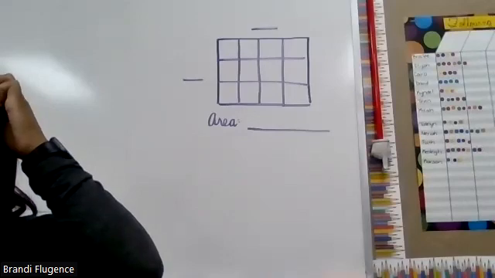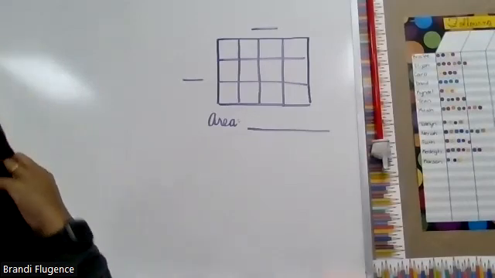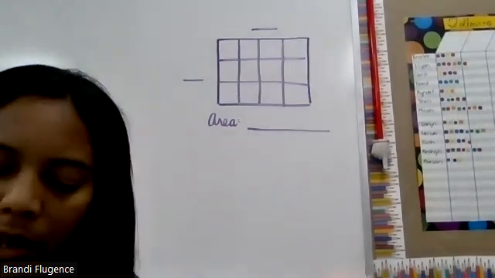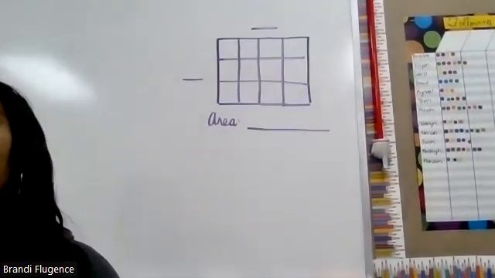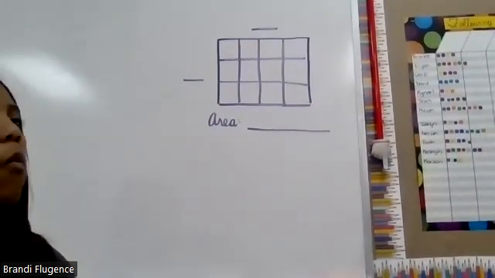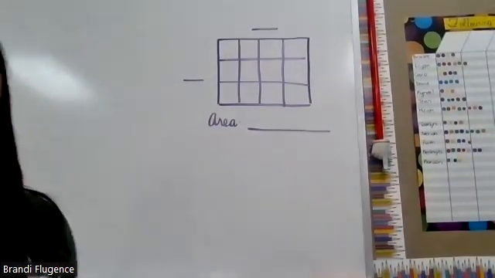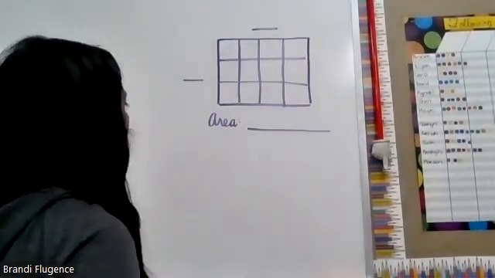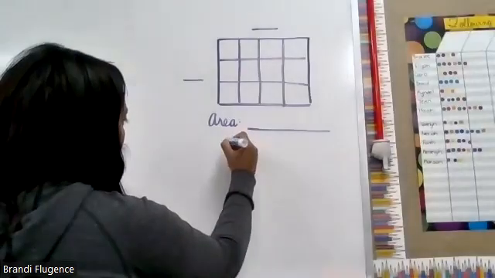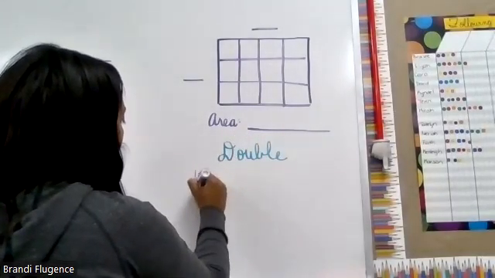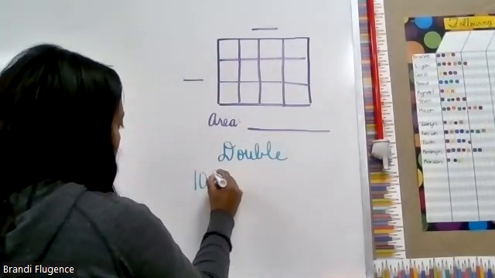All right, next one, Noriah. 3 times 0 equals 0. Anything times 0 will always be 0. Next one. 4 times 1 equals 4. 2 times 2 equals 4. 5 times 3 equals 15. Back to you, Dennis.